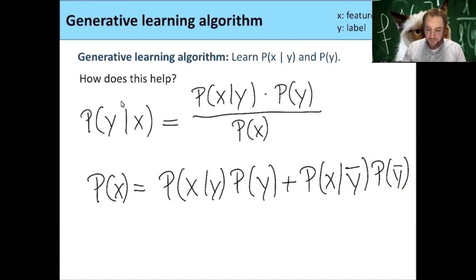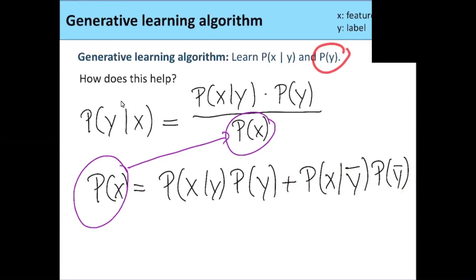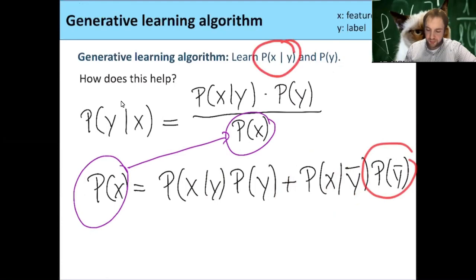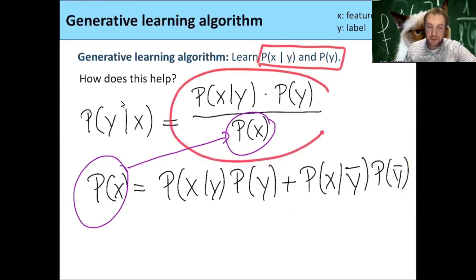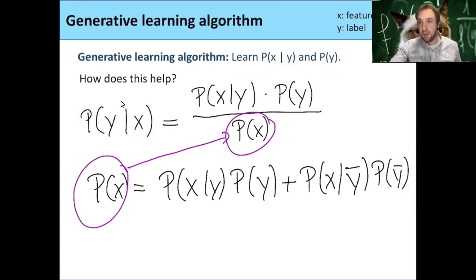Okay. So therefore, we could plug this in here. And here we see if we learn P(y), then we also know P(not y), and we will also learn this one here. So we can plug this in here. And therefore, if we know these two things, we will understand the right-hand side completely, and then can give a formula for the thing which we actually want to learn. Are there any questions so far?